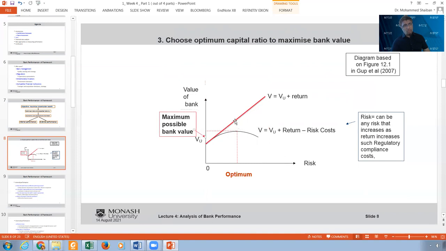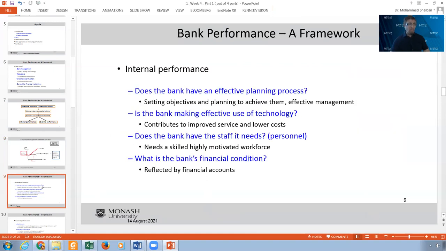So actually, when we are talking about banks, we are talking about this curve, not only this curve. This curve is only telling us return without risk. This is taking the return to the situation, which is a plus, minus the risk cost, which is making the value of the bank. Please take that into consideration.